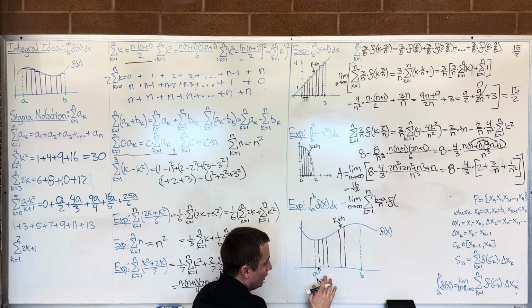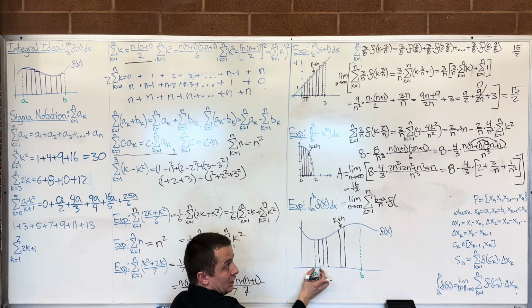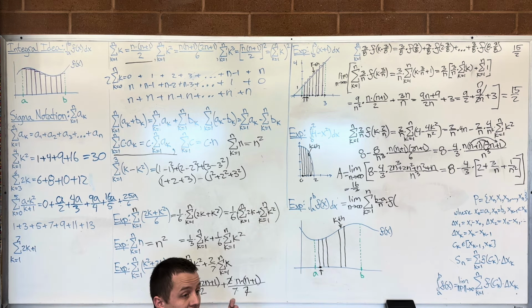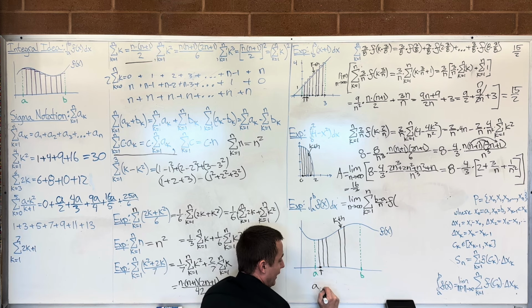Now, so we know the length of each one of these is b minus a over n. What is this right-hand point right here? What are the coordinates of that point? a plus b minus a over n. Perfect. It's just a plus b minus a over n.